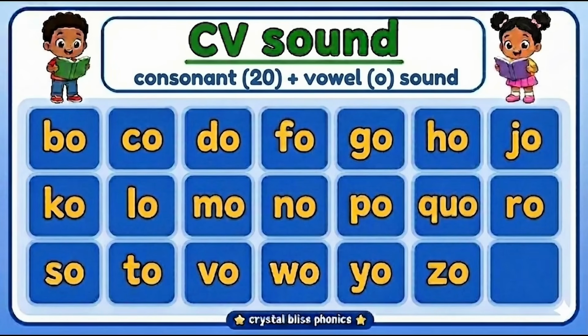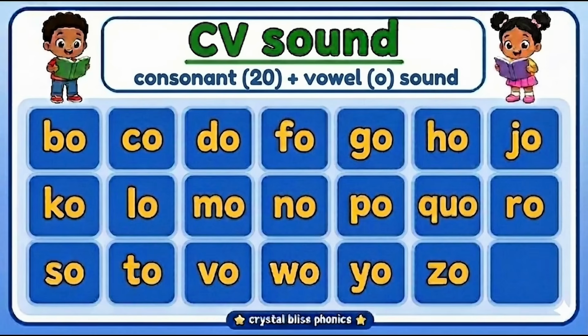So we go b, o, bo, k, o, ko, d, o, do, f, o, fo, g, o, go, h, o, ho, j, o, jo, k, o, ko, l, o, lo, mo, no, po, quo, ro, so, to, vo, wo, yo, z, o, zo.